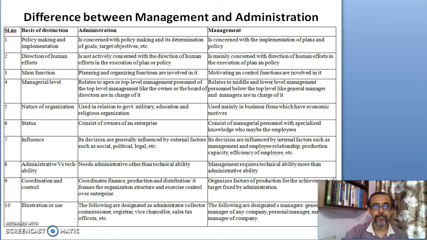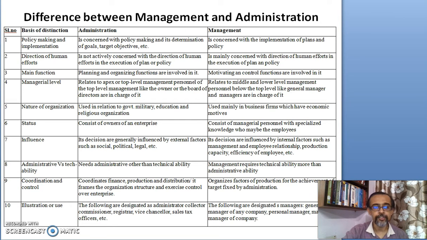The main functions of administration are planning and organizing, whereas in management, motivating and control functions are most important. Regarding managerial level, administration relates to the apex or top level of management personnel, who are the board of directors and who are in complete charge of the particular organization. And management relates to the middle and lower levels of management, who work collectively and advise the top management under certain circumstances.